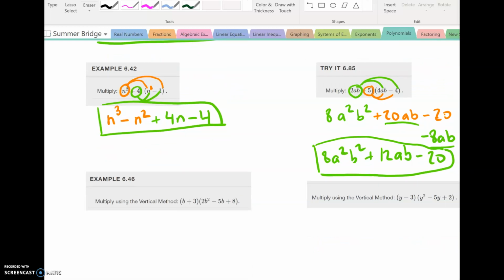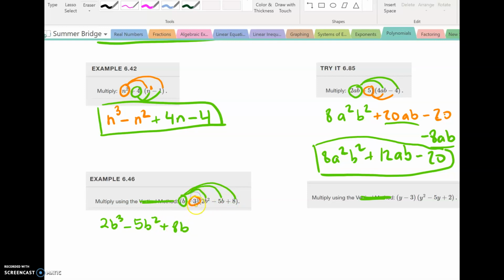All right. Now notice these last two examples are a binomial multiplied by a trinomial. Now the same process is going to apply. It says vertical method. We're not going to use the vertical method. We're going to use the method that we're talking about right now. So I'm going to take that first term in my first set in my binomial, and I'm going to multiply it by every single thing, just like I did before. So b times 2b squared is going to be 2b cubed. B times negative 5b is negative 5b squared. And b times 8 is 8b.